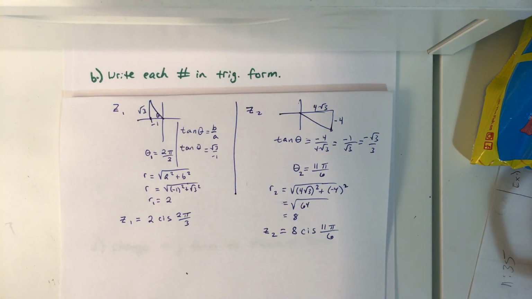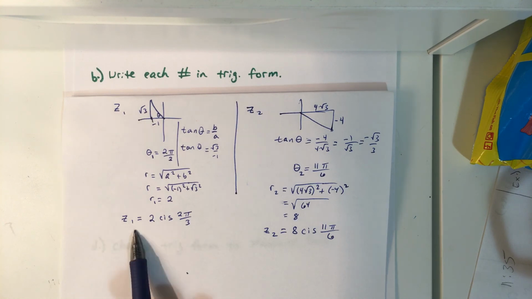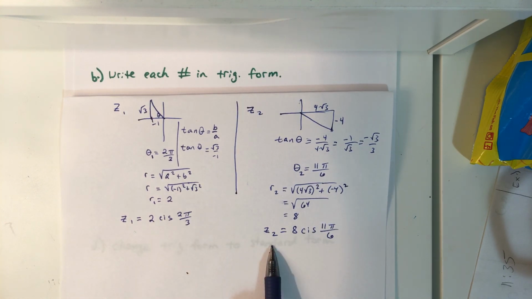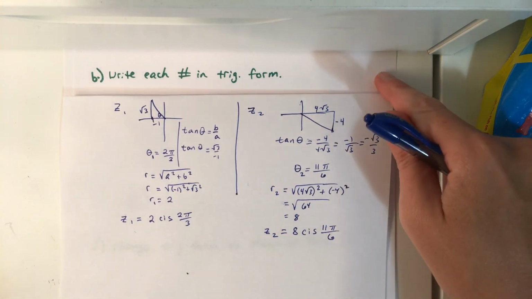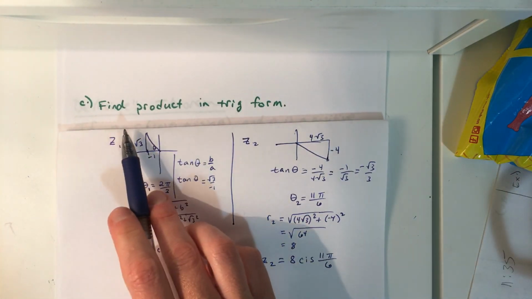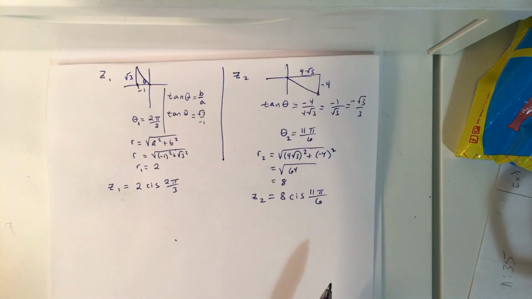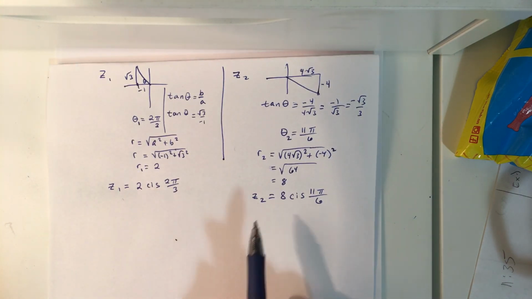All right, and we were just finishing up part B, writing each number in trig form. So here is the first and the second complex number written in trig form. Part C then asks us to find the product in trig form. Finding the product in trig form, we're going to take each of these and multiply them together.